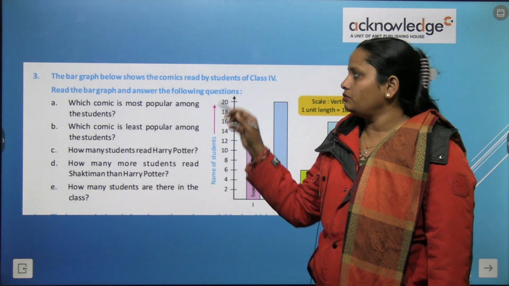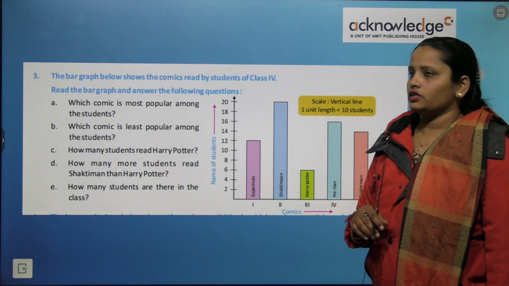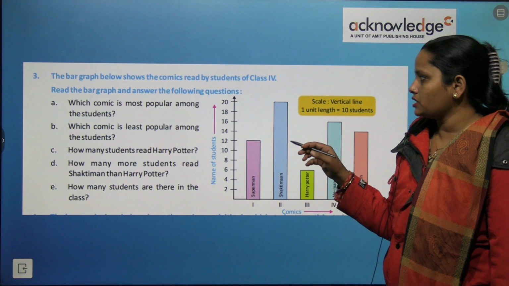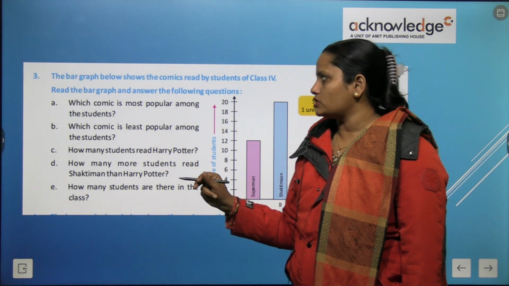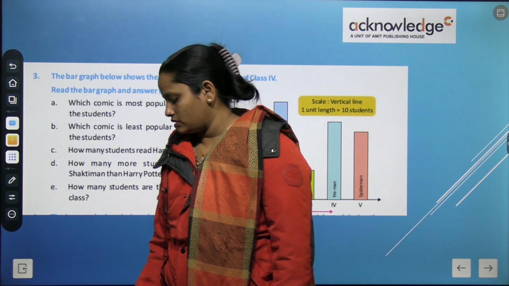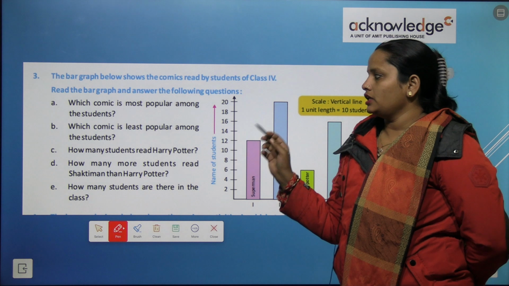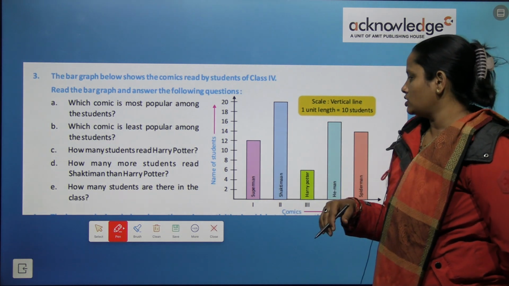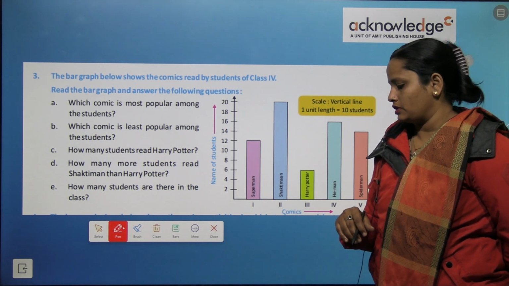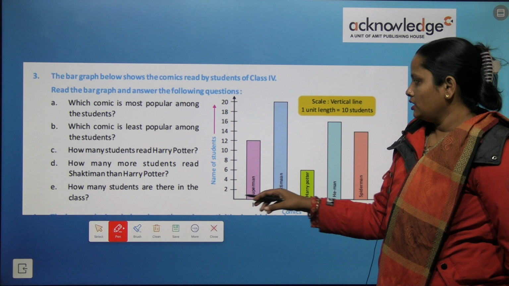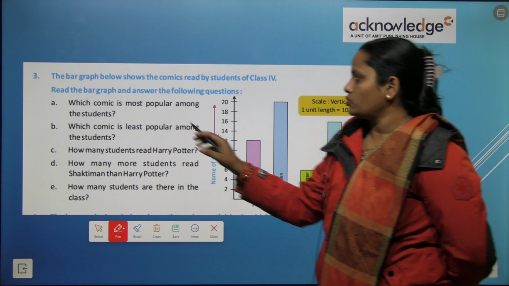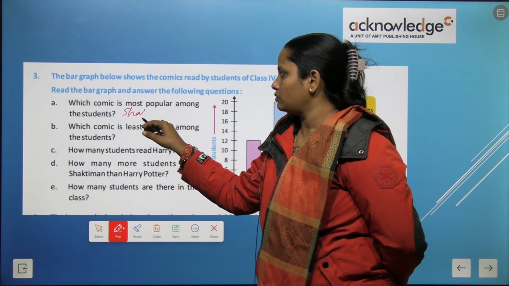The bar graph below shows a comic read by students of class 4. Class 4 के बच्चे comics पढ़ते हैं and it's written here. Read the bar graph and answer the questions that follow. So in questions के answer we have to write. Which comic is most popular among the student? तो यहाँ पे देखो कौन सी कॉमिक है जो सबसे ज़्यादा पॉपुलर है बच्चों के बीच में. So here we can see these are the students, means 20 बच्चों को शक्तिमान पसंद है. So write here शक्तिमान.